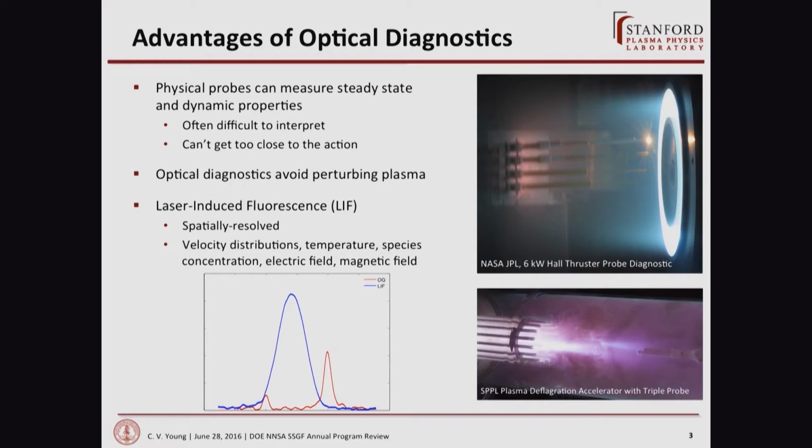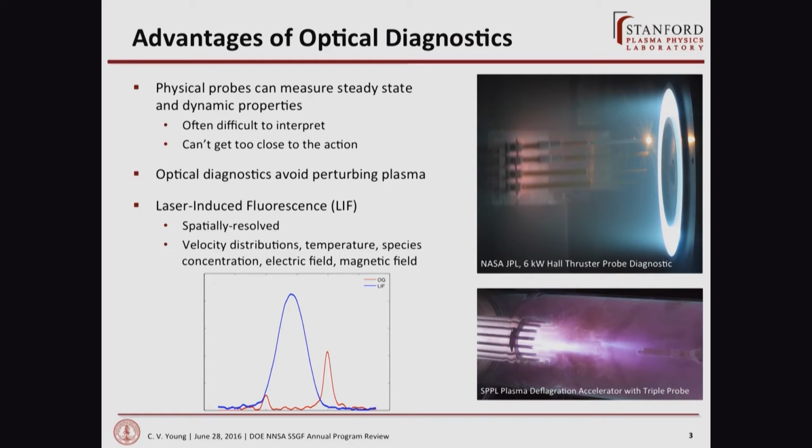The type of optical diagnostic that we used is called laser-induced fluorescence. And unlike the nuclear spectroscopy that we heard about from some of the other talks this morning, this is going to be in a slightly different range. We're going to be talking about infrared transitions of electronic excited states of heavy atoms like xenon and krypton. The advantage of this is that, first, we can get at some time-resolved properties with physical probes, like emissive probes or Langmuir probes, but you can only go so close to the discharge.